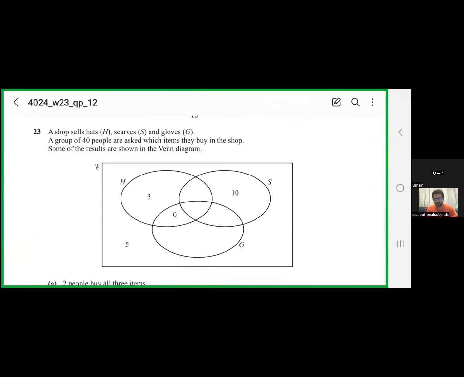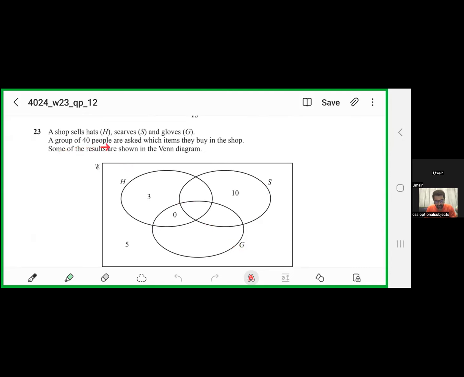Today in this video, I am going to solve October-November 2023, paper 1-2, question 23, and that is from Venn diagram. In this question, they have given you the data that a shop sells hats represented by H, scarves represented by S, and gloves represented by G. And you can see the circles. This is the rectangle for the universal set. This is the circle for hats. This is the circle representing scarves, and this is the circle representing the gloves.